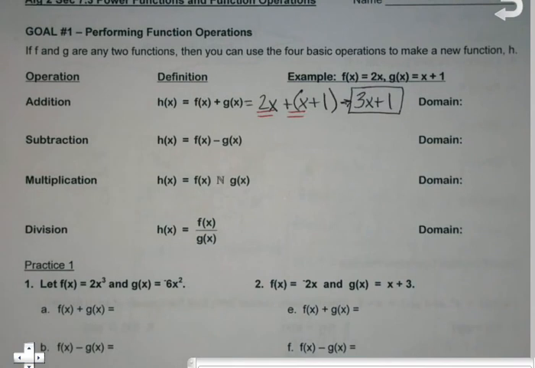Domain I'll be back to in a minute. We're going to run all the domains at once so you can see how the pattern develops itself. But on any of these, the only thing you really have to be cautious of is making sure you're taking things in the right order.